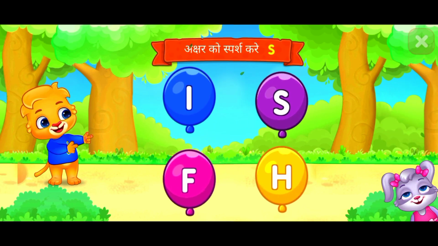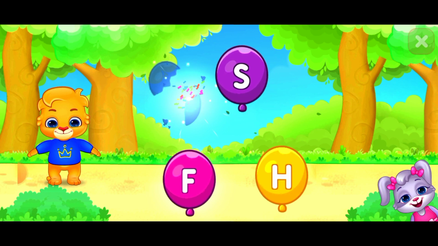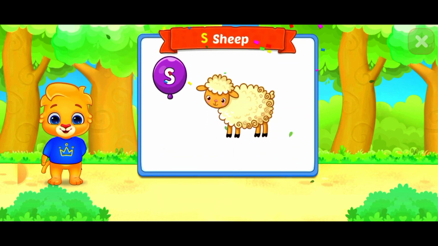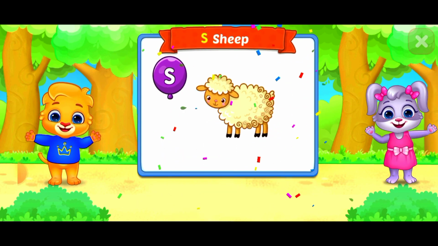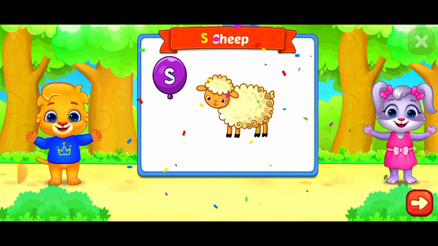अक्षर को स्पर्श करें। S. S is for sheep.